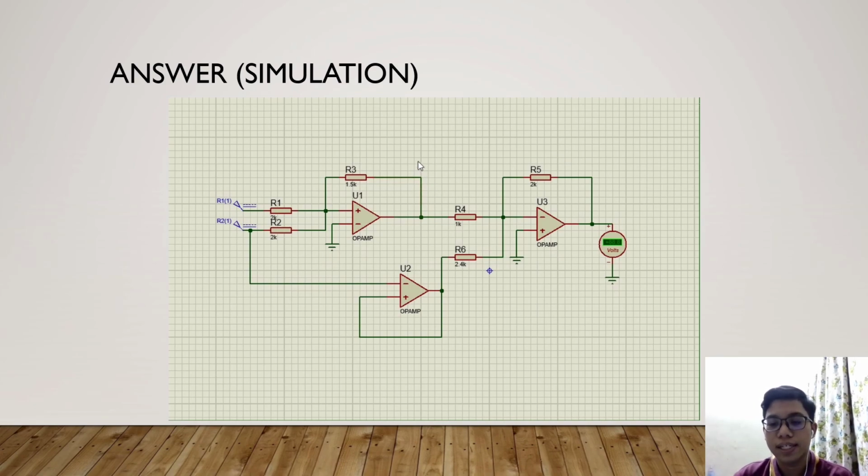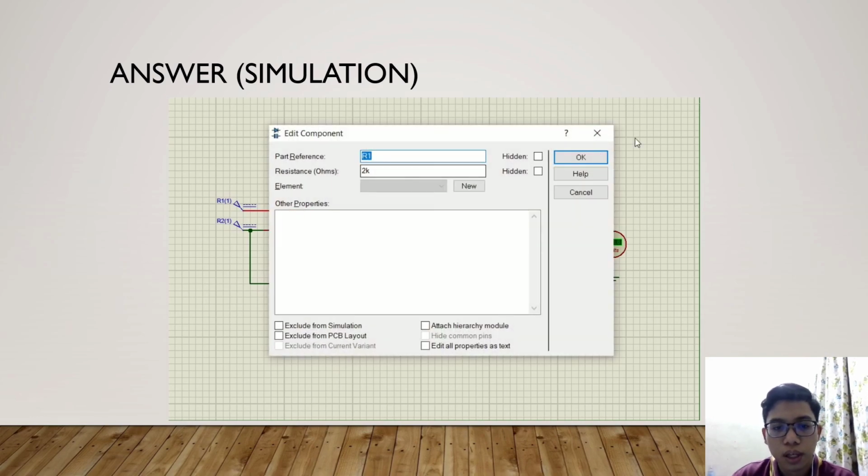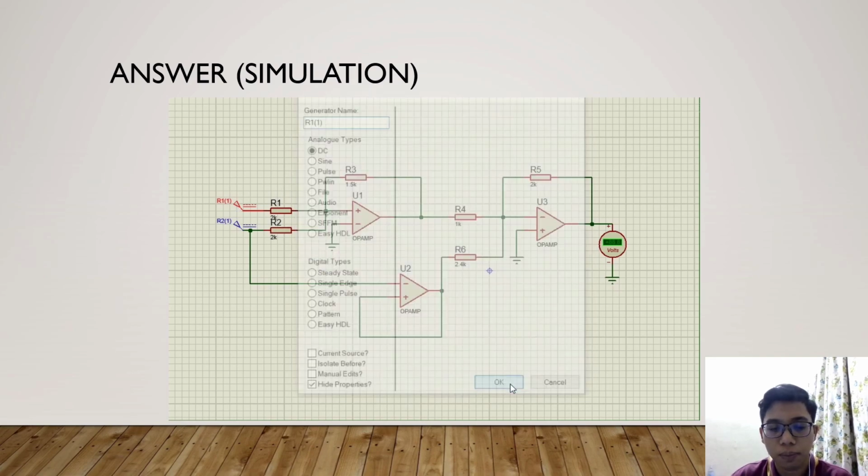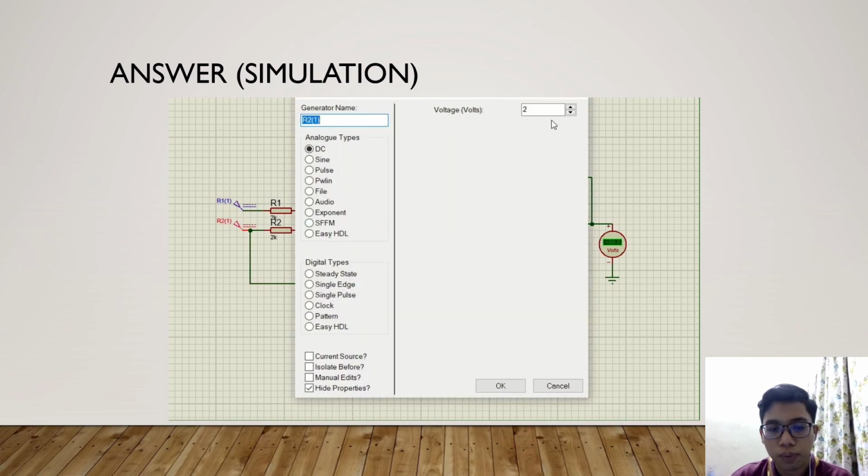As you can see in the circuit, in order to get the voltage output for question 4, we are using 3 op-amps and 6 resistors. All the resistors have been set up with the values of 2 k ohm, 4 k ohm, 1.5 k ohm, 2.4 k ohm, 1 k ohm and 2 k ohm. For the DC voltage supply, we have set 4 volt for voltage supply 1 and 2 volt for voltage supply 2.